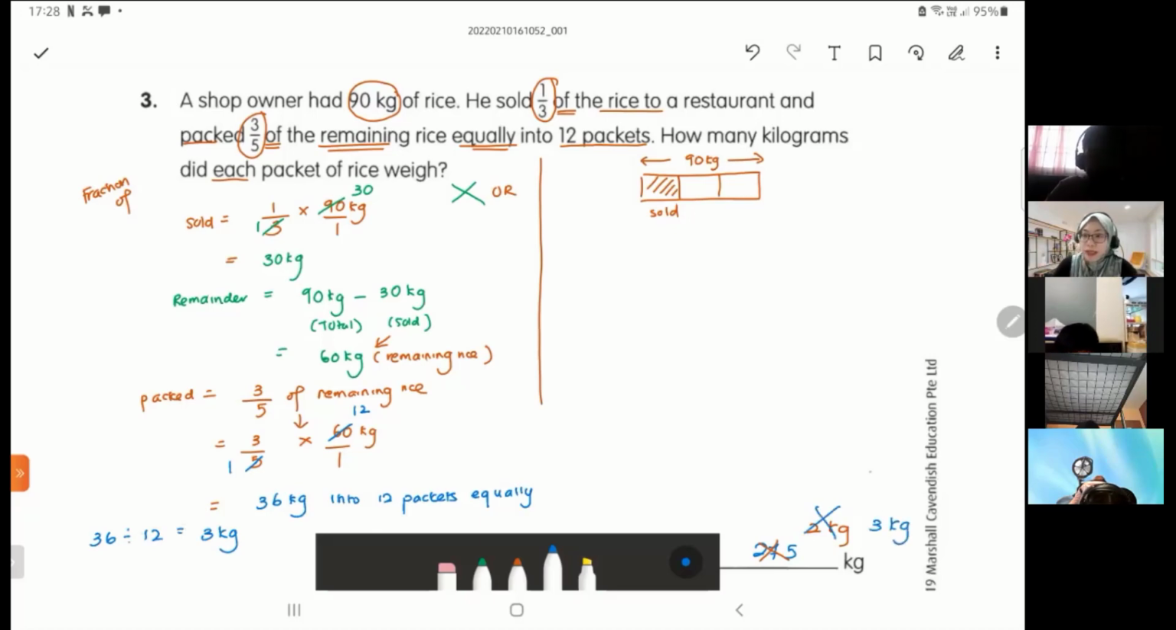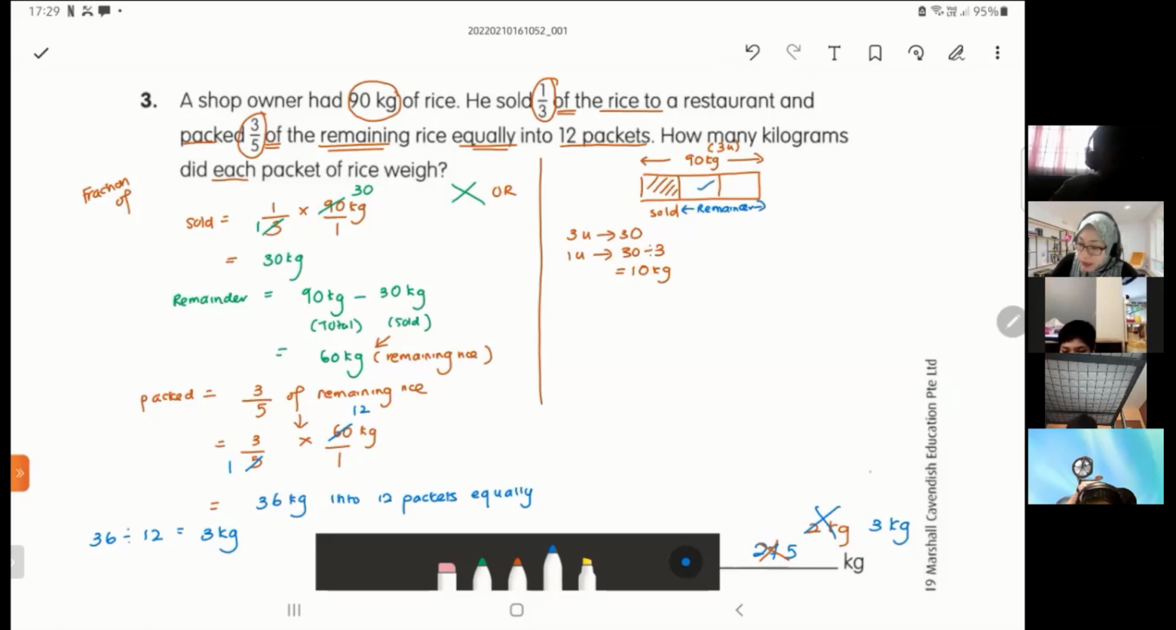Now let's do the other method, the model method. I have 2 methods here, right? So over here, we know that 3 units represent 30. 3 units is 30. 1 unit is 30 divided by 3, 10 kg. Now, do I want my 1 unit? Do I want what is sold? No, I don't want that. I do not want what was sold, but I want my remainder. This is what I want.